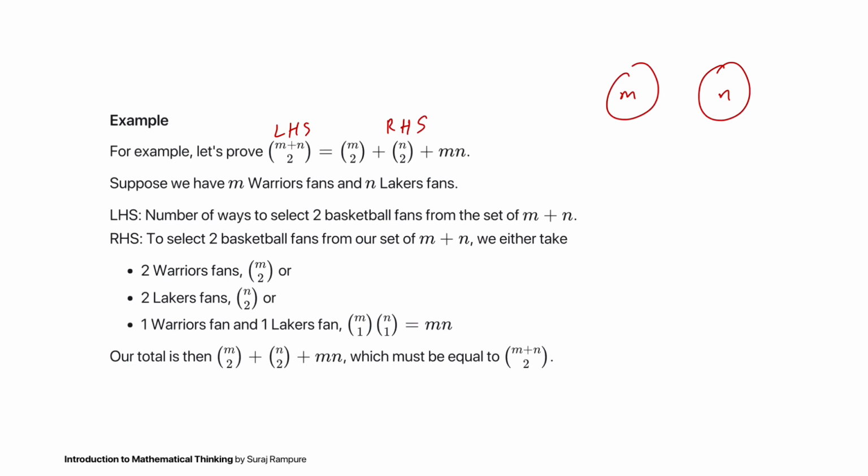Okay, and how many ways can we choose 2 Warriors fans? Well, there's m in total, we're choosing 2 of them, so we have m choose 2. We have n Lakers fans, and we're choosing 2 of them. That gives us n choose 2. And lastly, our case is 1 Warriors fan and 1 Lakers fan. That's m choose 1 times n choose 1, which gives you m times n. And since it's "or" in each of these 3 cases, we add them, giving us m choose 2 plus n choose 2 plus m times n, which has to be equal to m plus n choose 2.